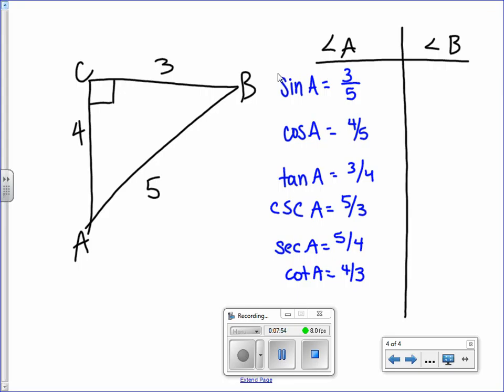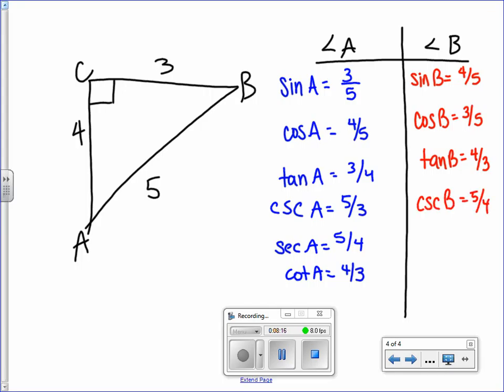Alright, now let's talk about B. How about the sine of B? 4 over 5. And the cosine of B? 3 over 5. And the tangent of B? Right, and the cosecant of B? 5 over 4. And the secant of B? 5 over 3. And the cotangent of B? 3 over 4.